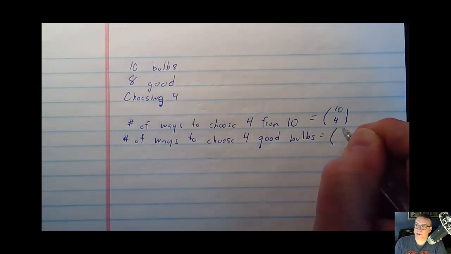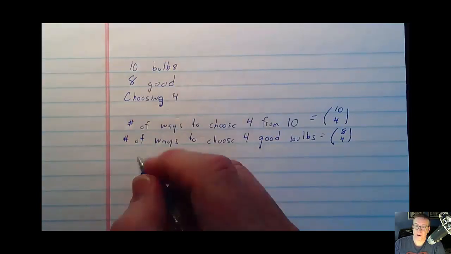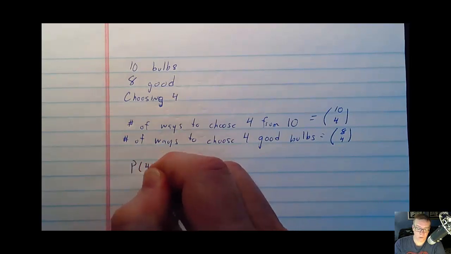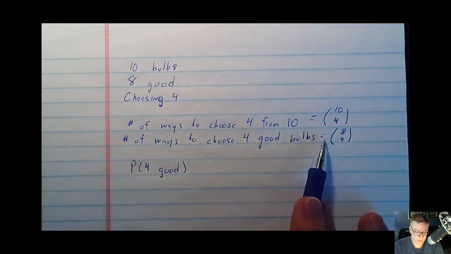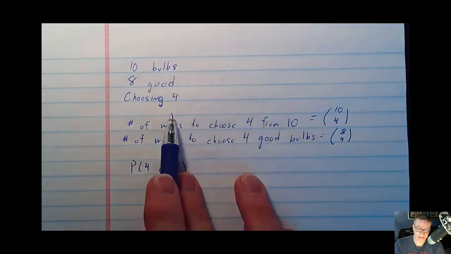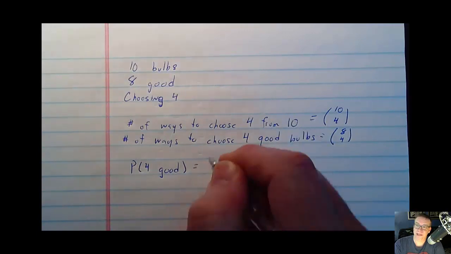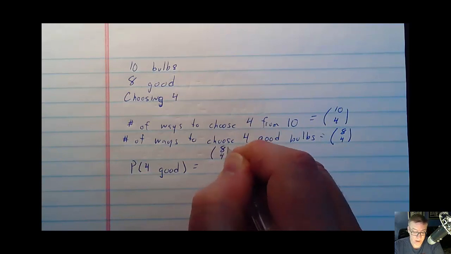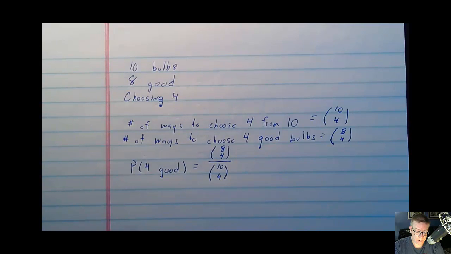Well, there are only 8 bulbs that are good. And so the number of ways in which we can choose that would be 8 choose 4. So to find the probability of choosing 4 good bulbs when we make our choices here would be the number of ways to get 4 bulbs out of the 8 that are there over the number of ways of choosing 4 from 10 altogether. So that would be 8 choose 4 over 10 choose 4.